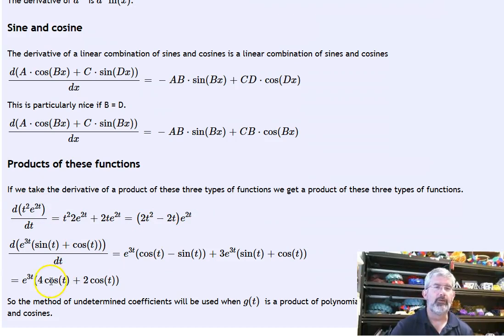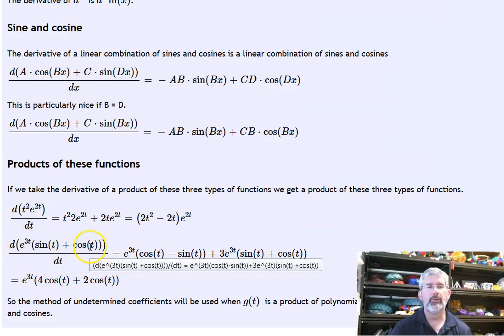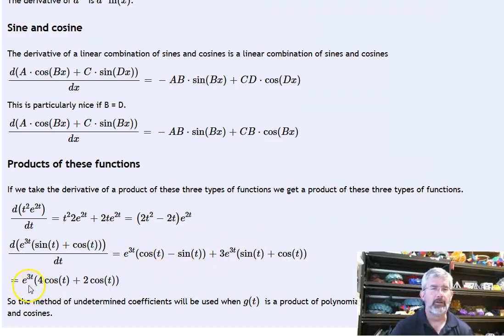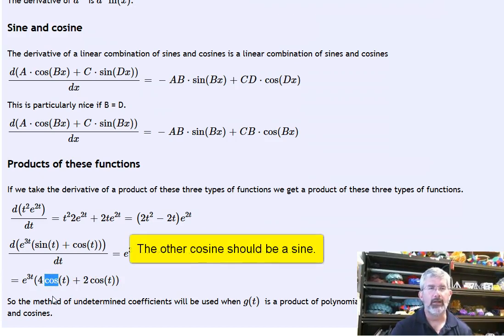Likewise, I could do an exponential times a linear combination of sine and cosine. Use the product rule, gather some like terms, and I've got the exponential times a different linear combination of sine and cosine. And I see I have a typo here, that this cosine right here should be sine. Well, I'll have to fix that.